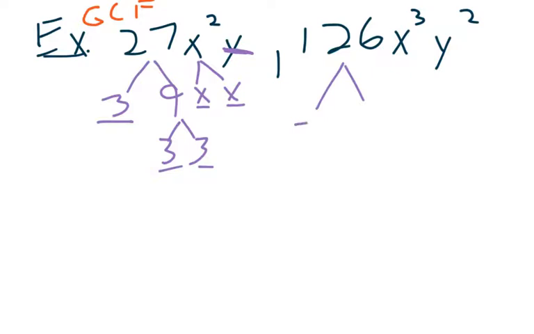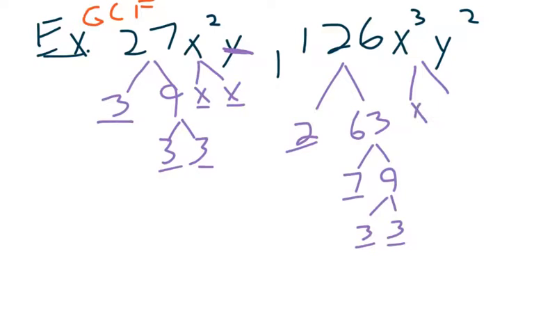126. It's even, so I know 2 will go, and half of 126 is 63. 2 is prime. And 63 is 7 and 9. 7's prime. 9 is 3 and 3, and those are prime. And then x to the third means x times x times x, so I need to write 3 of those out. And then y squared, I'm running out of room, y, y, and then I underline those. So you're just breaking down the variables so that they don't have any exponents.